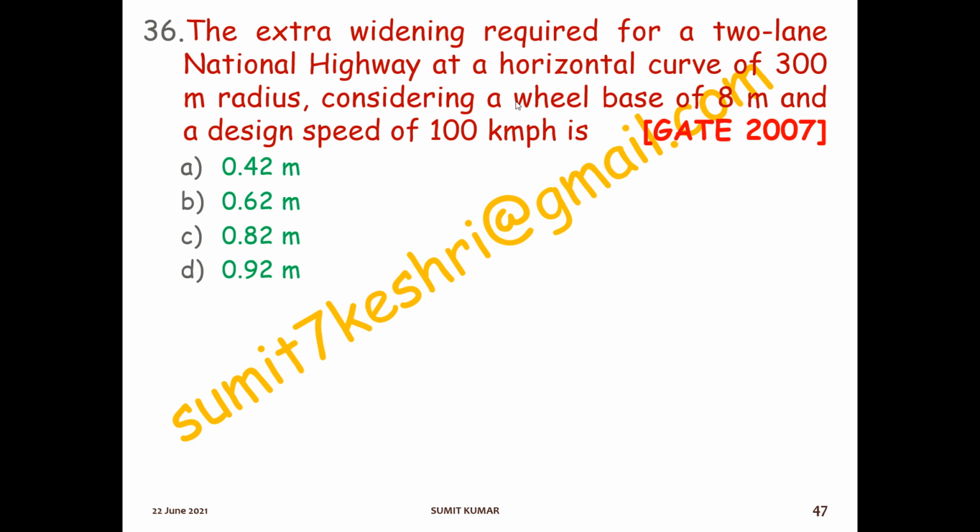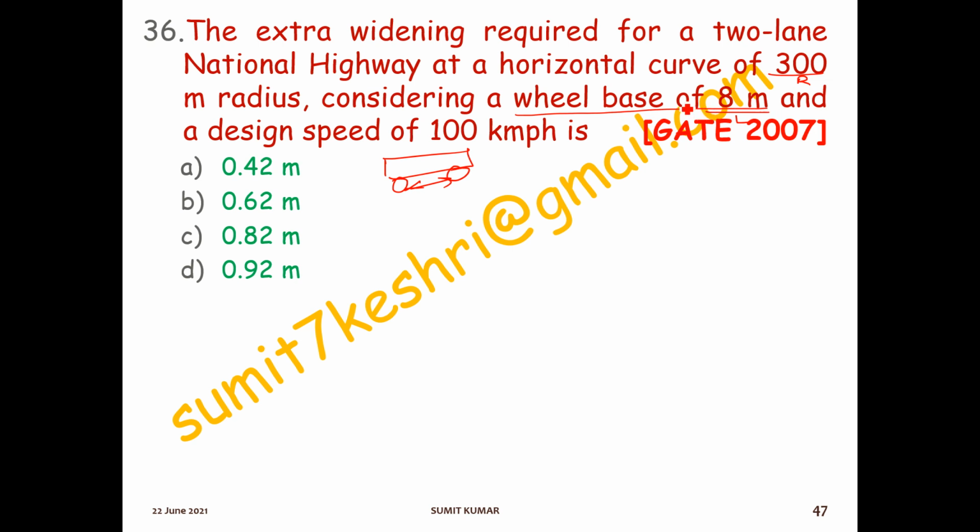Now question number 36. Read it. What is the question saying? The extra widening required for a two-lane national highway on a horizontal curve of radius is given. The wheel base is given, that is 8 meter. Sorry, this is not the length of the vehicle, this is the wheel base.